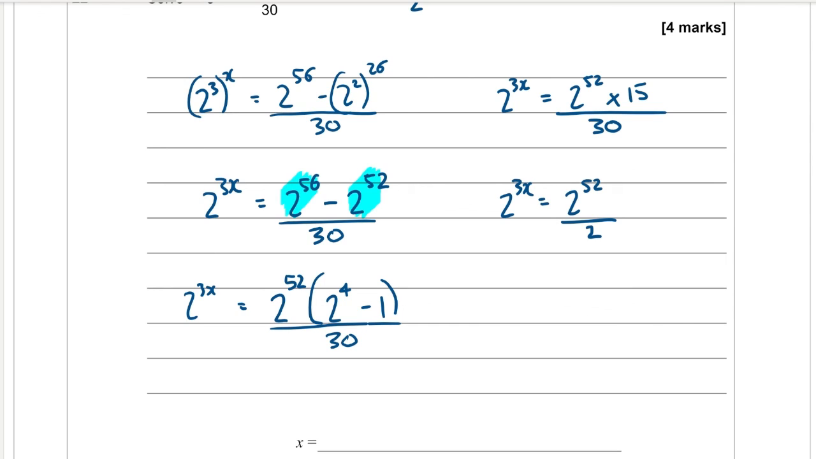which is 2 to the 1, and when I divide 2's, I subtract the powers, so I get 2 to the 3x is equal to 2 to the 51, so therefore 3x is equal to 51, because the powers must be equal if the bases are the same. So x is equal to 17. What a question that was. That was lovely.